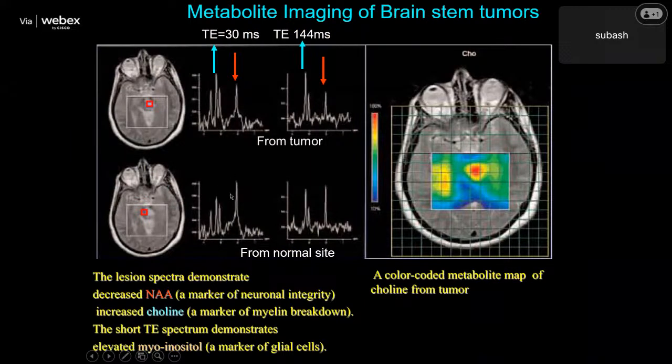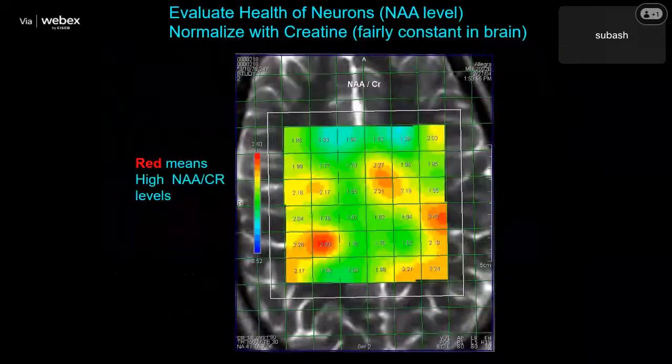Here you can see the normal side and the tumor side, and how the metabolic profiles differ: NA in the tumor is going down. This is from the normal side, where you can see NA is high compared to the other side. So you can immediately make color-coded maps of NA and other metabolites.